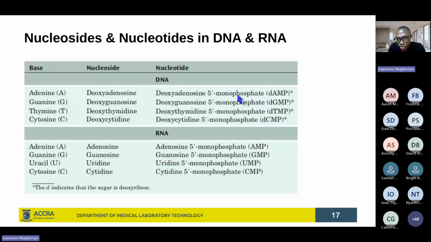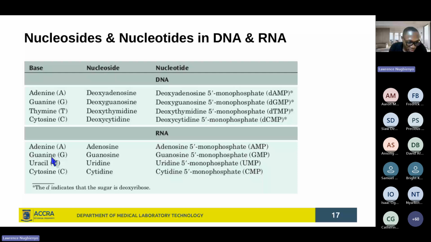And so you see the abbreviation. There's a small letter d in front of it to mean that it is a deoxy. The sugar that is present in there is deoxy. So deoxyadenosine monophosphate, that is in DNA. And that runs through for all of them. Deoxyguanosine monophosphate, deoxythymidine monophosphate, deoxycytidine monophosphate. If you come to RNA, you have the bases adenine, guanine, uracil.